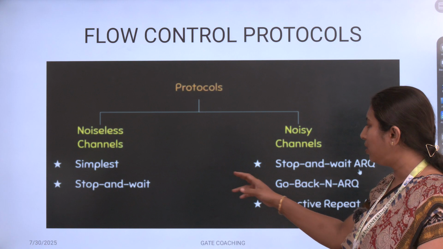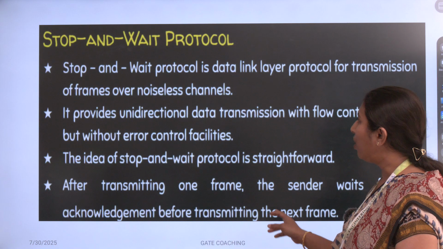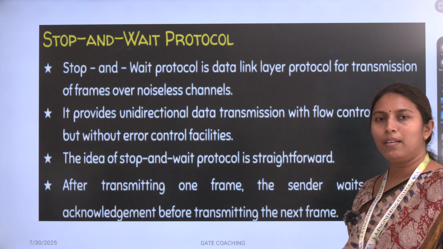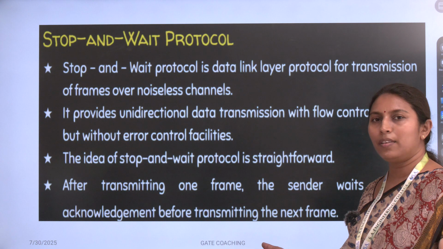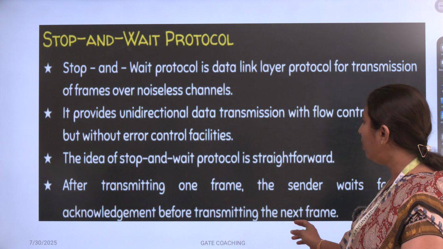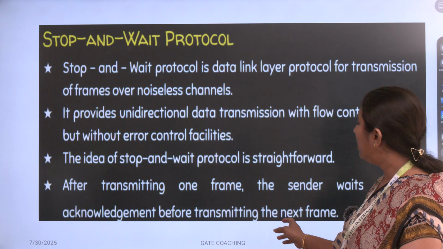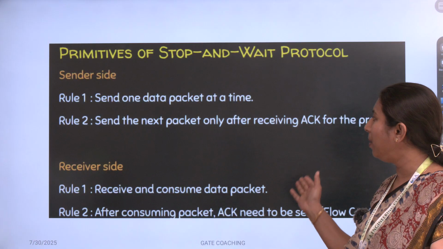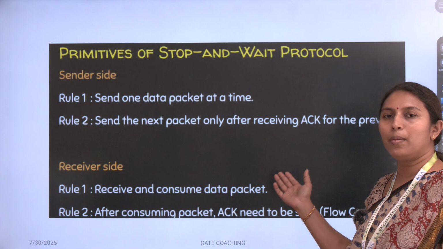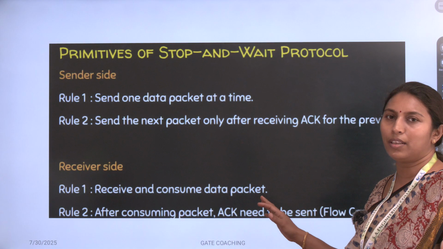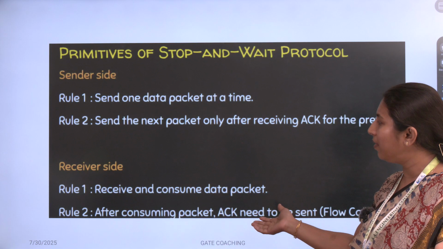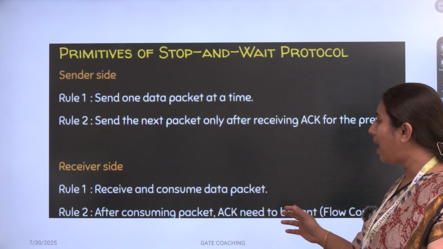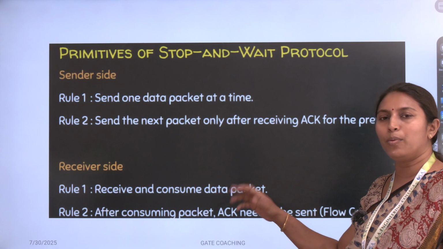First, we can see what the stop and wait protocol is. The stop and wait protocol is unidirectional. The sender will be sending the messages, whereas the receiver will be receiving the messages. The rules are as follows. The sender will send one packet at a time, and it will send the next packet only after it gets the acknowledgement from the receiver. The receiver consumes the data packet given by the sender, and after consuming the packet, the acknowledgement is given to the sender.